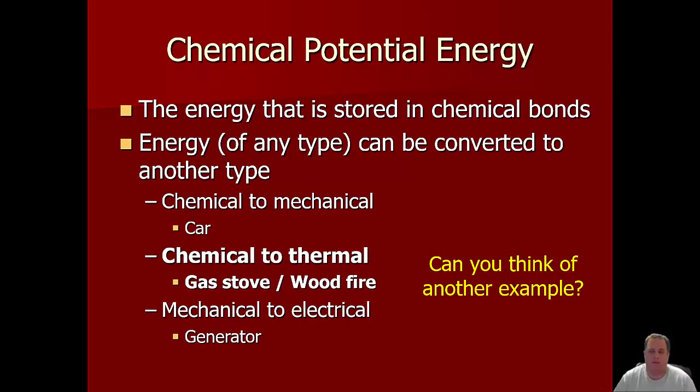And so when we do this with the bonds, we can convert from chemical to mechanical, such as in your car. If you have a gasoline engine, we're taking that chemical potential energy, and through the process of the engine, we make the car go forward. We have chemical to thermal, which, let's say we're having a fire, we can feel the heat coming off of that as that chemical reaction proceeds. We have things like mechanical to electrical, so a motor or generator will take mechanical energy and convert it to electrical. But our focus here, the middle one, the bold one, is chemical to thermal.